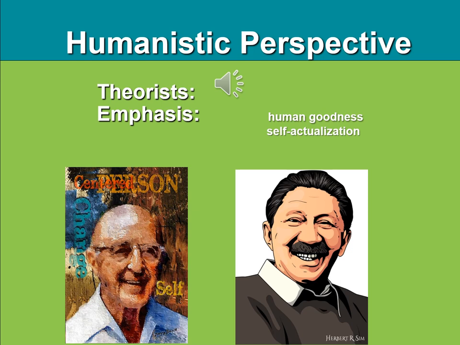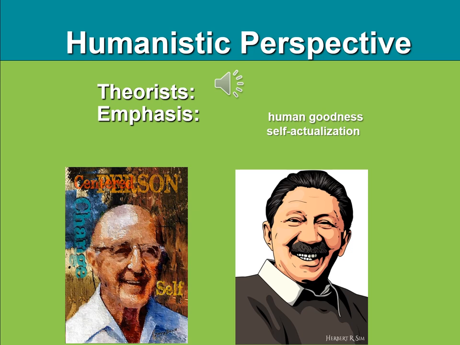Let's consider a very different perspective, called humanistic or sometimes humanism. The theorists are the two gentlemen shown below. One of them is from the Must Spell Correctly list. Any guesses? Well, the gentleman on the right is Abraham Maslow. I assume you can spell that quite comfortably by now. The gentleman on the left is Carl, with a C, Carl Rogers.